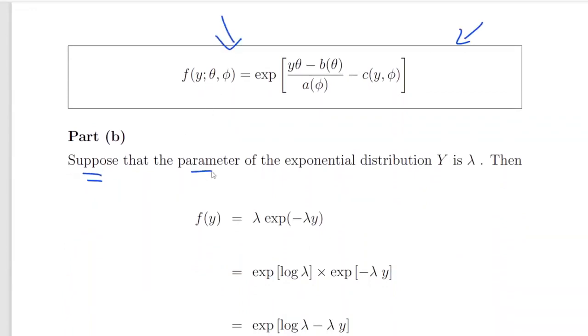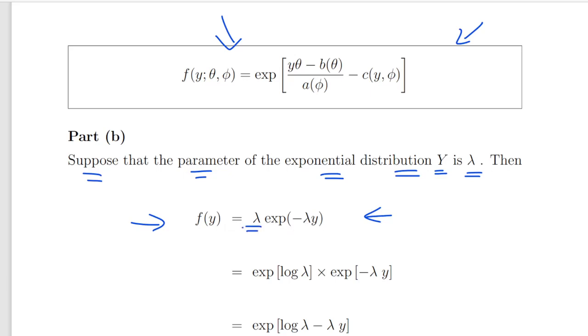Suppose that the parameter of the exponential distribution y is lambda. So essentially this is just the pared down form of it, the key part of it. Actually, the probability density function is more complicated than that, but this is the core component of it. f of y equals lambda times the exponential of minus lambda times y.